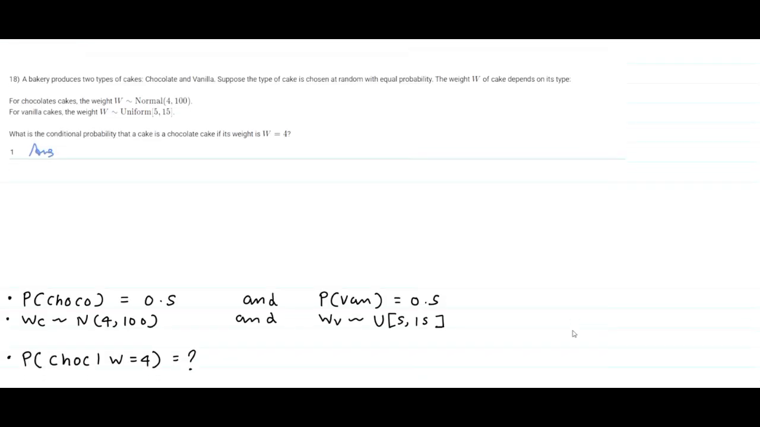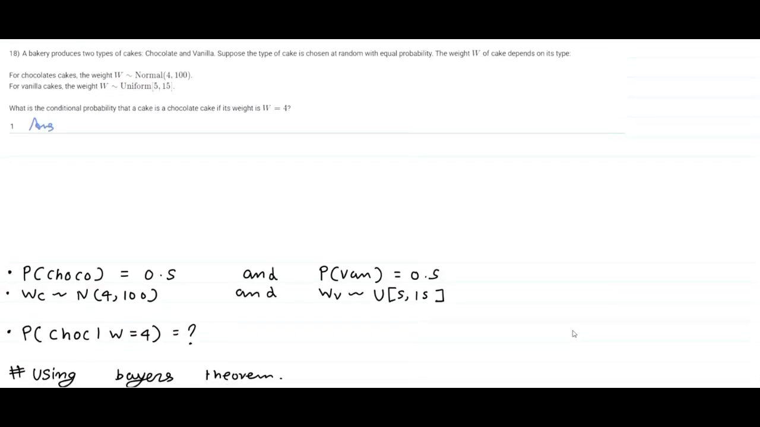Question number 18 basically says that a bakery produced 2 types of cake, chocolate and vanilla, where the weight of chocolate follows the normal distribution with its parameters as 4 and 100. And the weight of vanilla follows a uniform distribution with the range 5 to 15. We are asked to find the probability of chocolate cake under the condition weight is 4 kg.